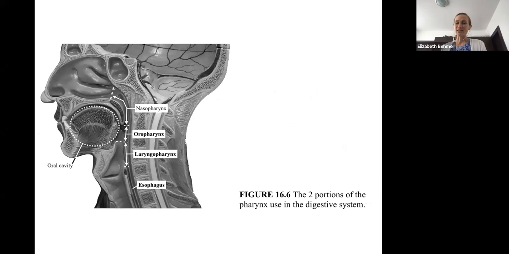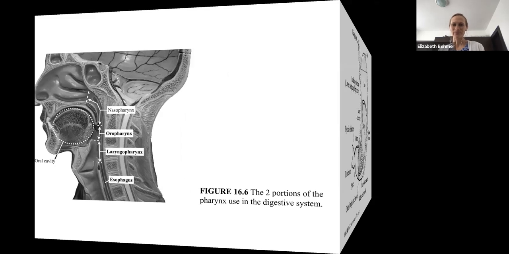Here are the portions of the pharynx used by your digestive system, in bold: the oropharynx behind the oral cavity, and the laryngopharynx behind the larynx. The nasopharynx is the part of the throat behind the nasal cavity, but normally food does not enter the nasopharynx unless you're laughing really hard and food comes out your nose.